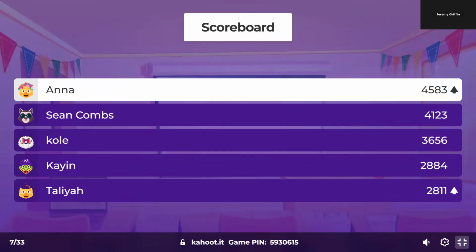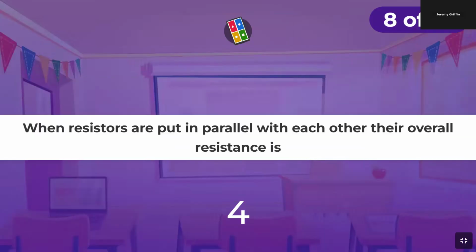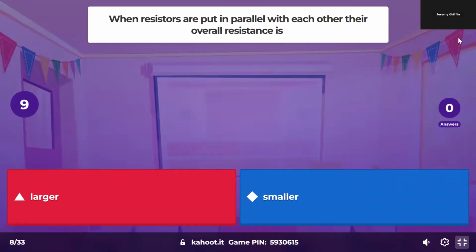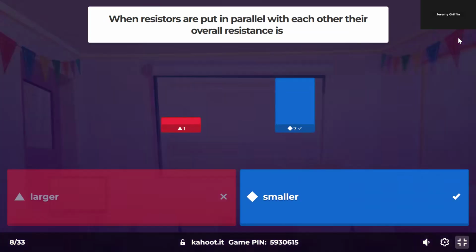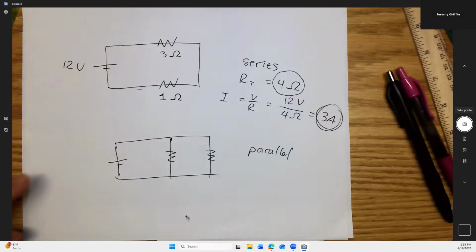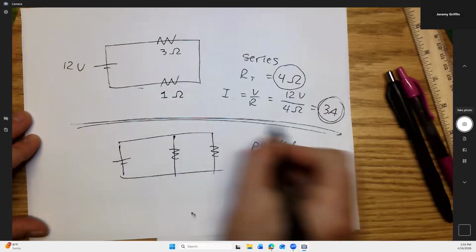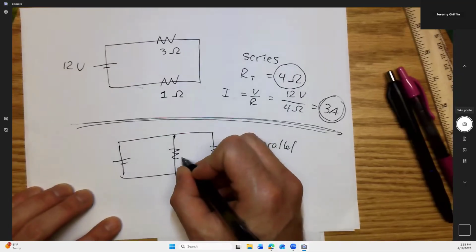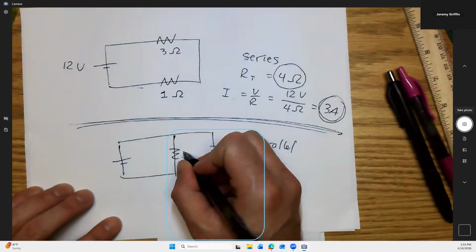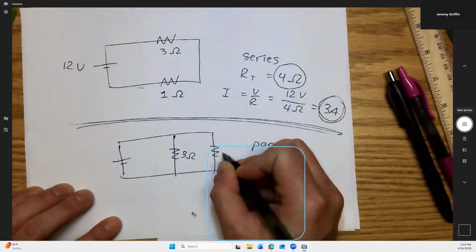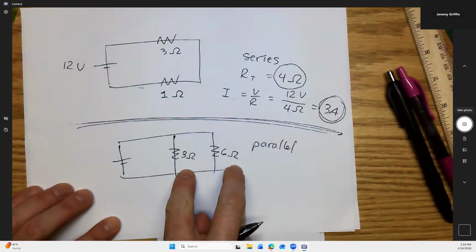All right. When resistors are in parallel with each other, what happens to the overall resistance? Yeah, the resistance does decrease. Okay, let's run some numbers on that because I do have a parallel setup here. How about let's try 3 ohms here and 6 ohms here, and we'll see what happens. Okay, so 6 and 3.